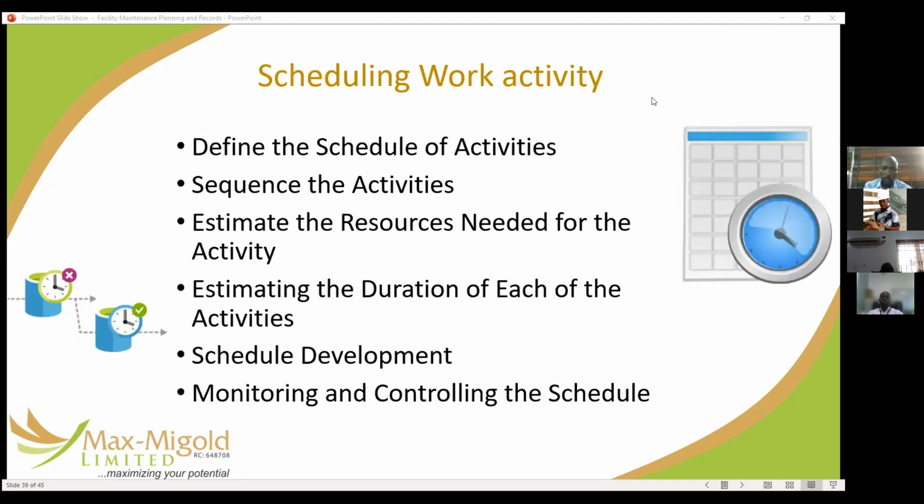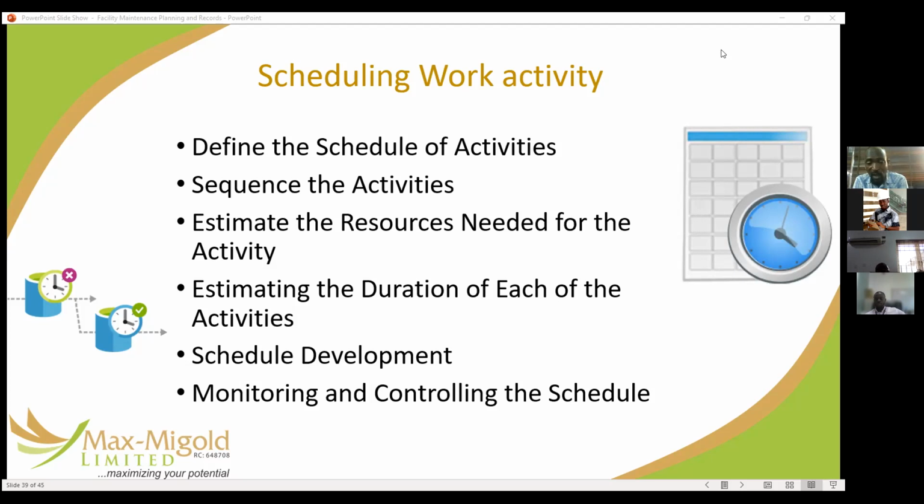So, scheduling work activity. When a work order is approved, the next thing is that you now schedule when and how to perform the work order, to carry out the maintenance work. Define the work order activity, define the schedule of activity, sequence of activity, estimate the resources needed for the activity, estimate the duration of each activity, schedule development, monitor and control the schedule.